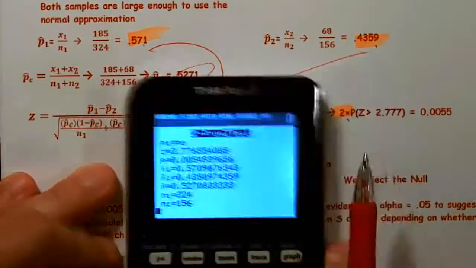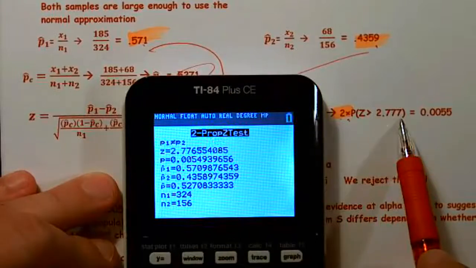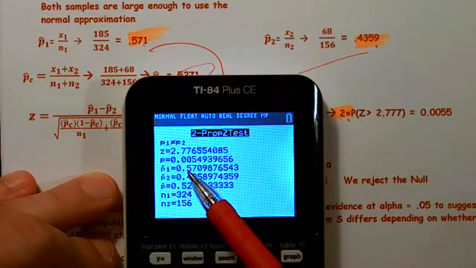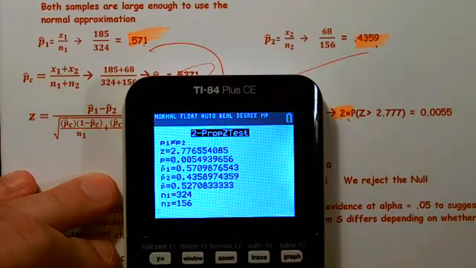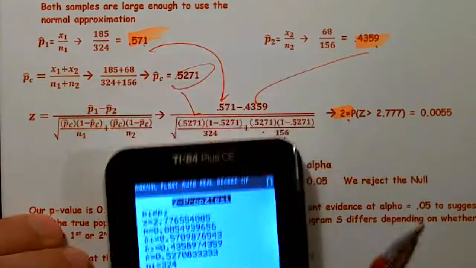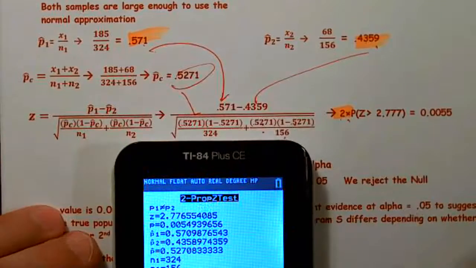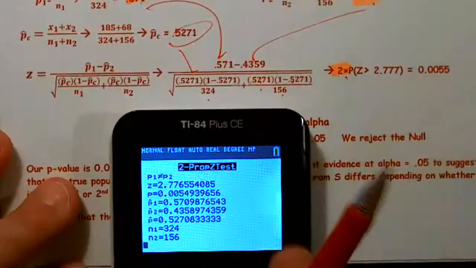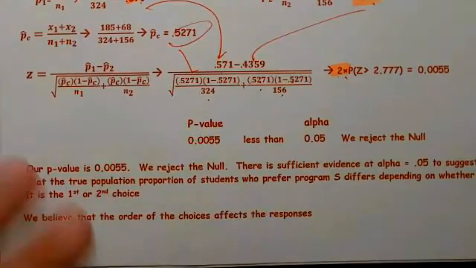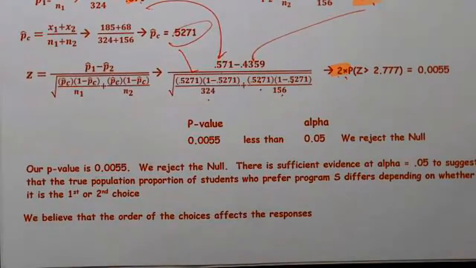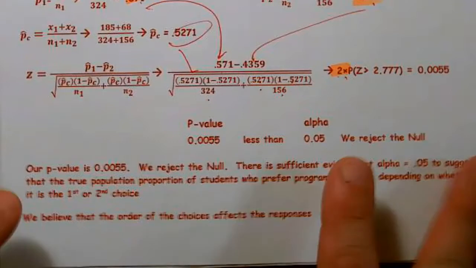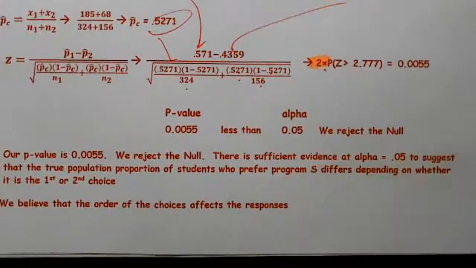And I ended up getting the Z-score of 2.777 and a p-value of 0.005. That's a pretty small p-value in that it's less than 1%. All right? So with a p-value that small, we're going to reject the null. So our p-value is 0.0055. We reject the null. There is sufficient evidence to suggest at alpha equal 0.05 that the true population proportion of students who prefer S differs depending on whether it is the first or second choice.